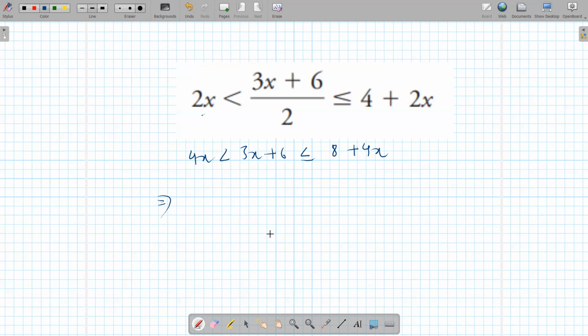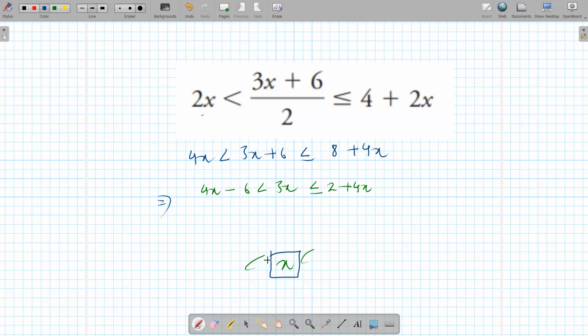So I'll give you a hint. You're going to be left with an x. Subtract 6? Yes, you can. So 4x minus 6, 3x, and then 8 minus 6 is 2 plus 4x. So the goal at the end is to just have an x in the middle, okay?